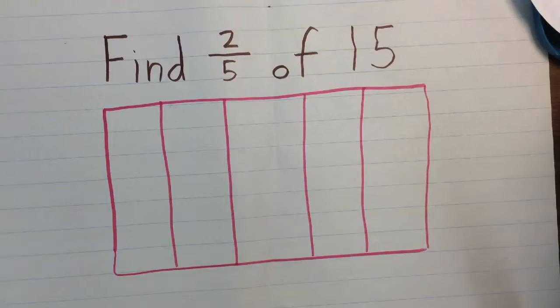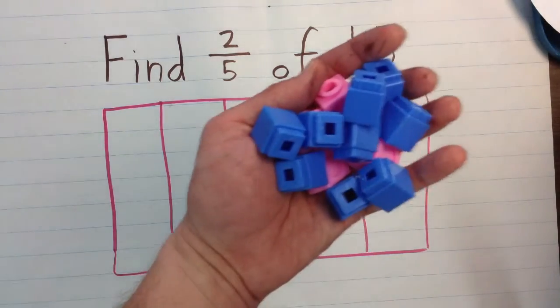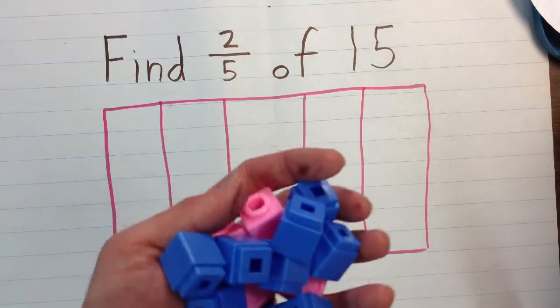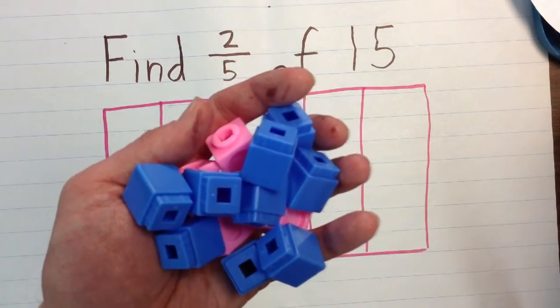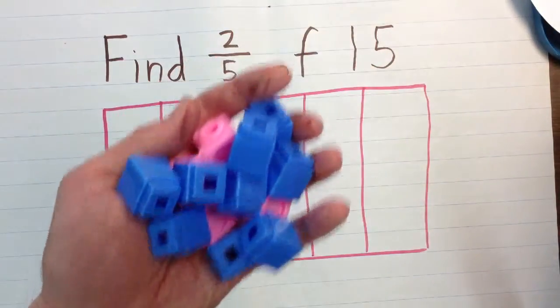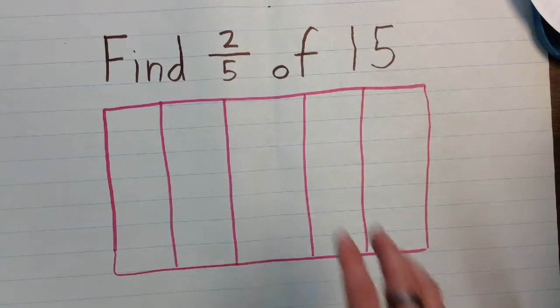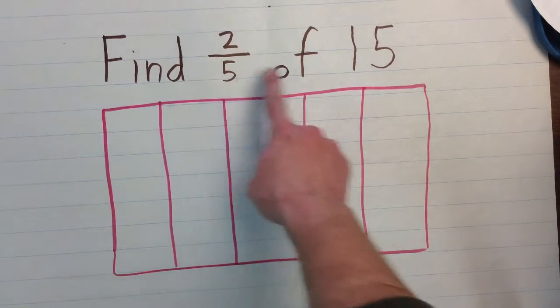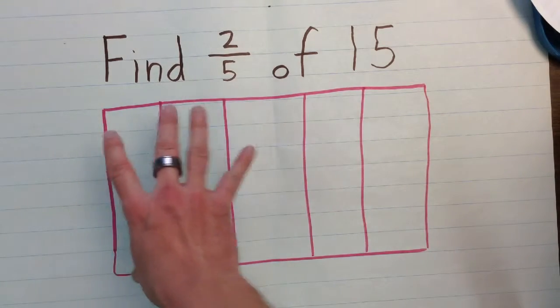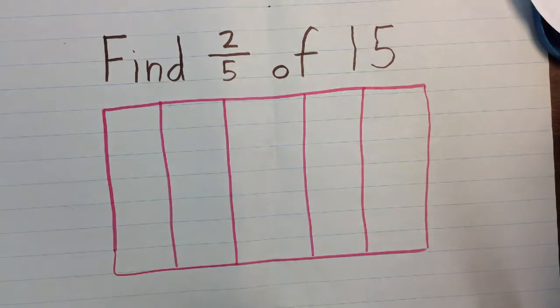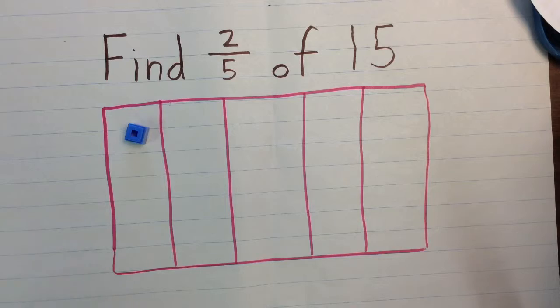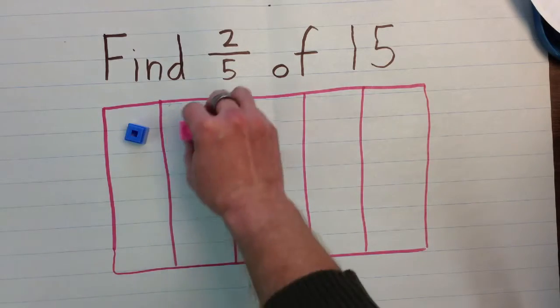Let's see that one more time with Unifix cubes. Now I have 15 Unifix cubes in my hand. I'm going to tell you right up front that 2/5 of them are pink. But let's prove that. So again, because the denominator of the fraction of the set is 5, I'm going to have 5 equal spaces here. The first thing I'm going to do is take 15 and divide that evenly. So I'm going to put 1 cube in each of these 5 spaces.